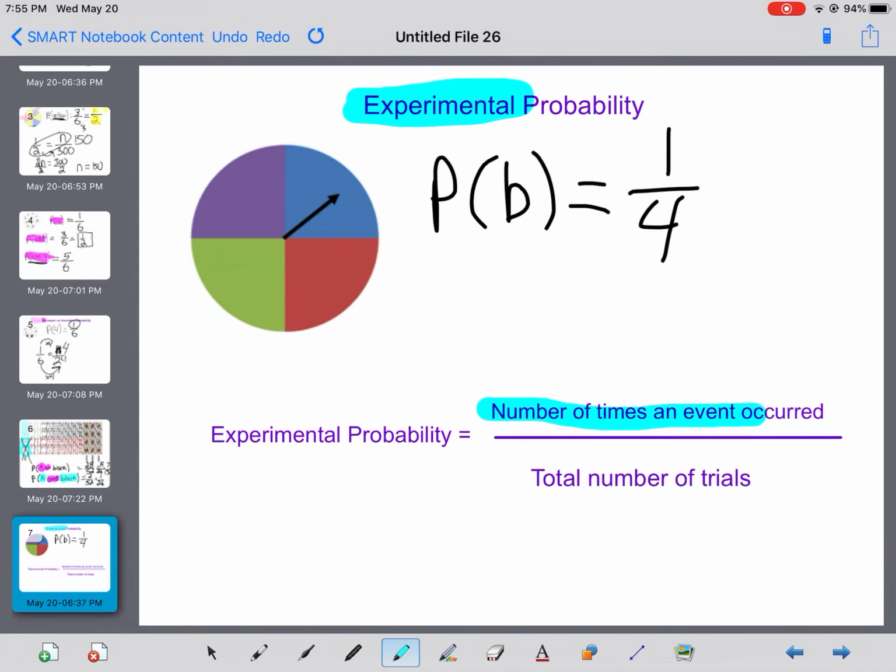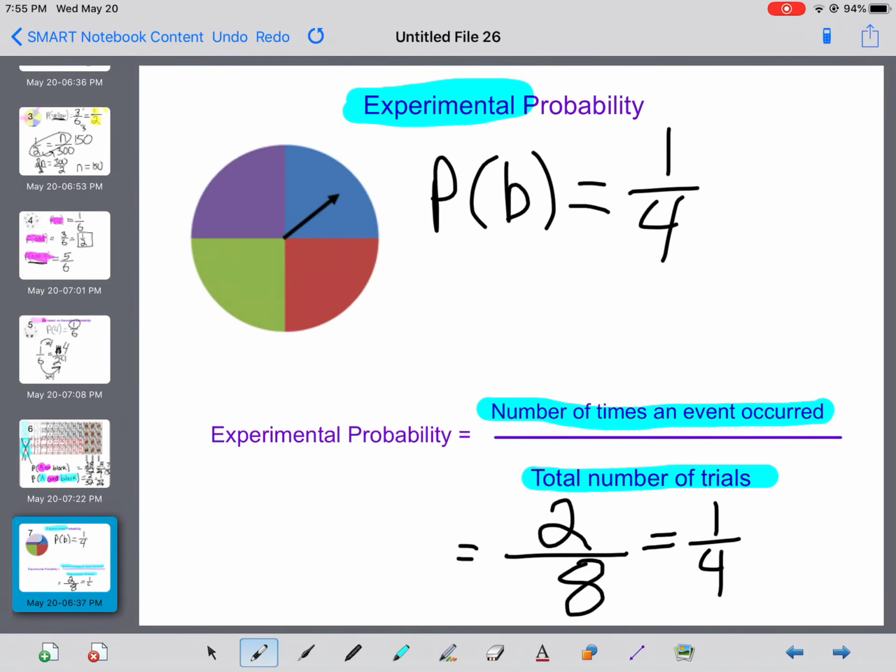So we have the experimental probability is the number of times an event occurred out of the total number of trials. So maybe let's pretend I spin my spinner. Let's do it 8 times, okay? So that would be my total number of trials. I spin it 8 times, and I land on blue 2 times, which I can simplify to 1/4. So in that case with my trial, my experimental matched my theoretical probability, but that won't always happen.